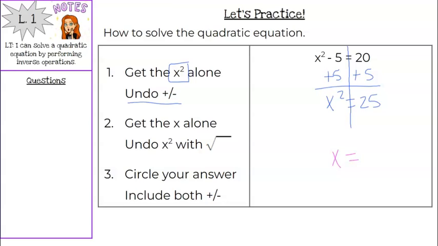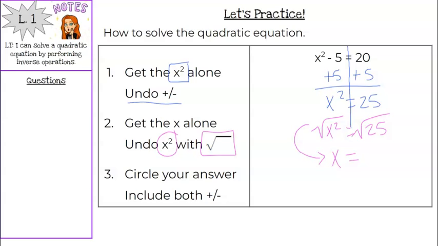To do that, we have to undo x squared with its opposite, which is a square root. So I'm going to take the square root of both sides. I'm going to take the square root of x squared, and I'm going to take the square root of 25. Now the square root of x squared is just x. That's why we're taking the square root on both sides. It's like undoing addition with subtraction. We're undoing the square with the square root.